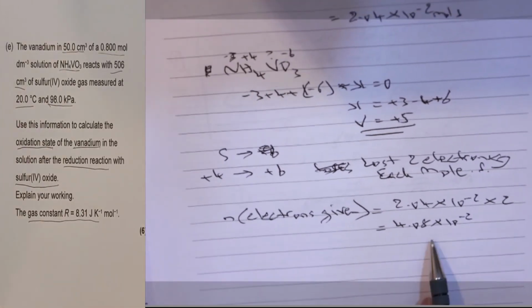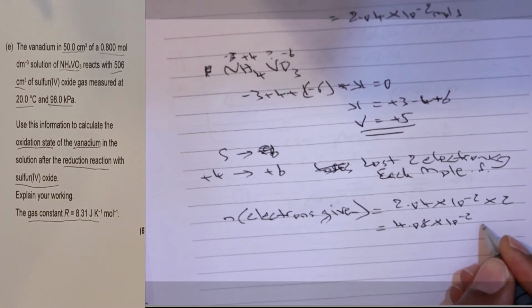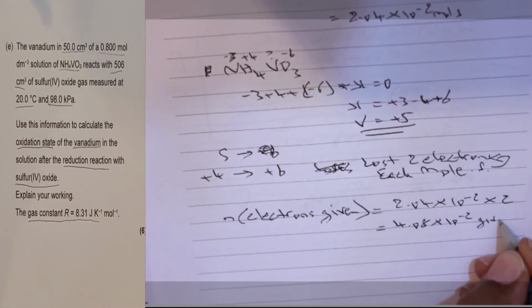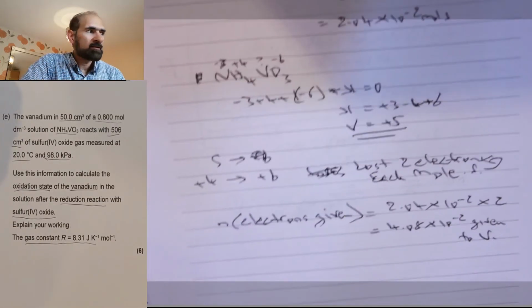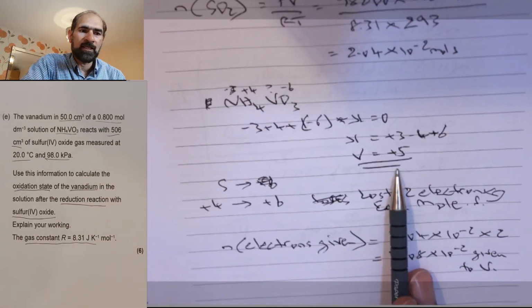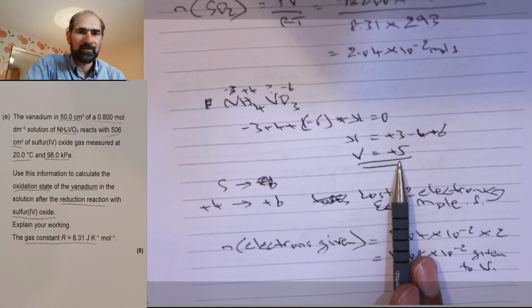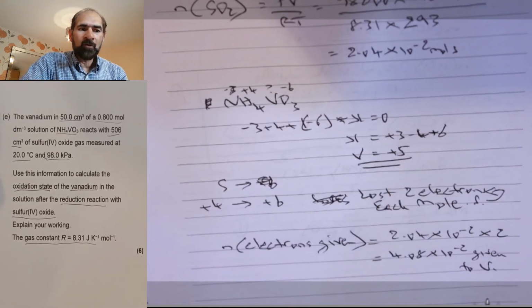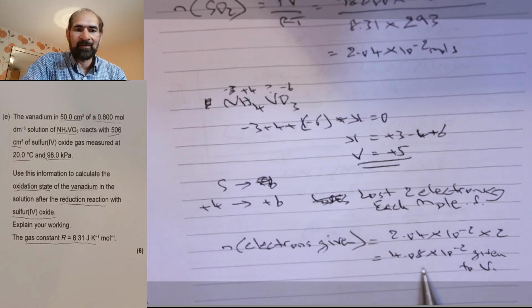So that's the number of moles of electrons lost by sulfur, but given to what? Given to the vanadium. So now, remember what I said earlier? I'd worked out the oxidation state of vanadium to be +5. Well, the total moles of electrons that this vanadium has received is that many moles.